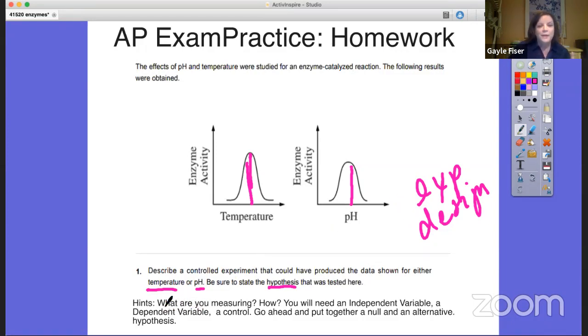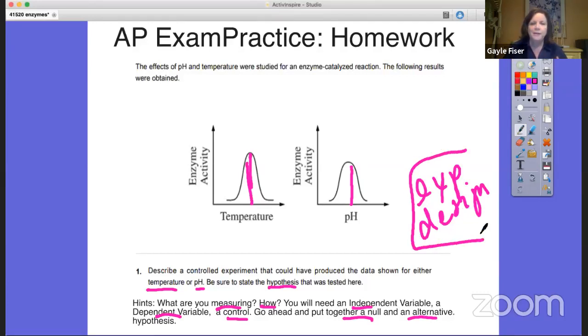All right, so hints: what are you measuring? Make sure you cover this. What are you measuring and how? You will need an independent variable and a dependent variable. You'll need a control. Go ahead and put together a null, okay? And then also your alternative. So have all those pieces together of what a good experimental design would look like, okay? And I'll talk about that in a second.